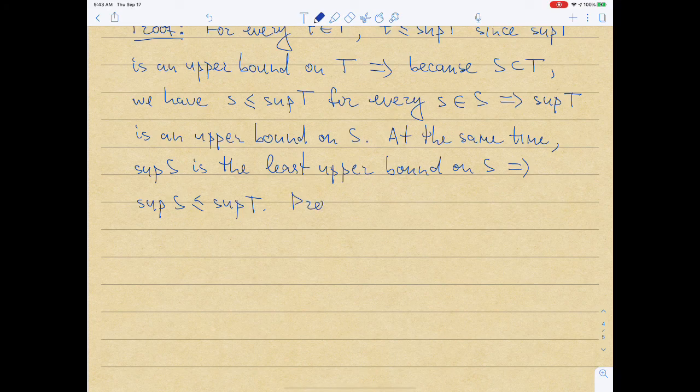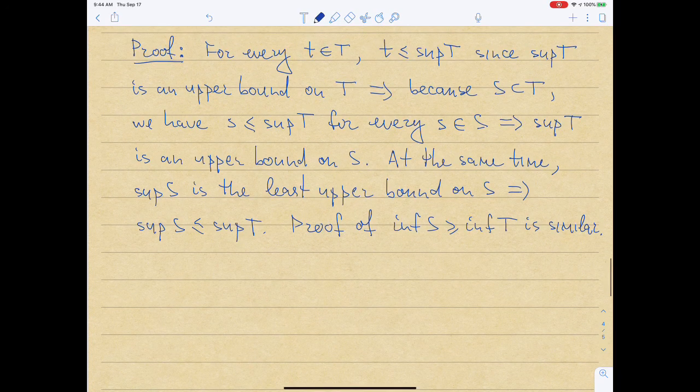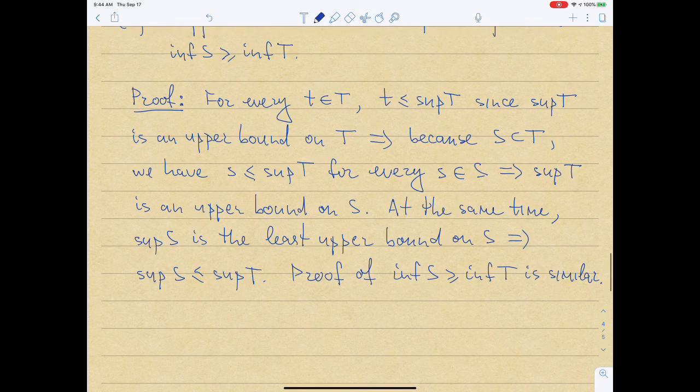And the proof of inf of S greater or equal than inf of T is similar. You just have to replace words upper with lower and less or equal with greater or equal. I encourage you actually to verify that. So that means that if we have a set and we make it larger, that means that we're allowing supremum to grow and infimum to decrease.